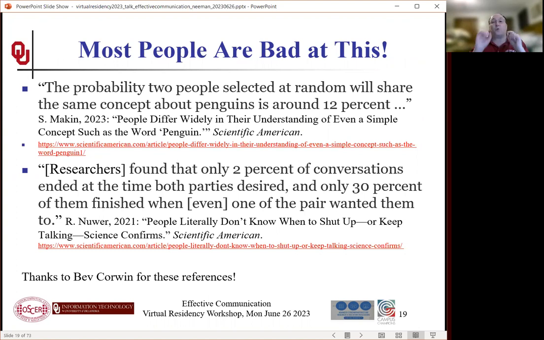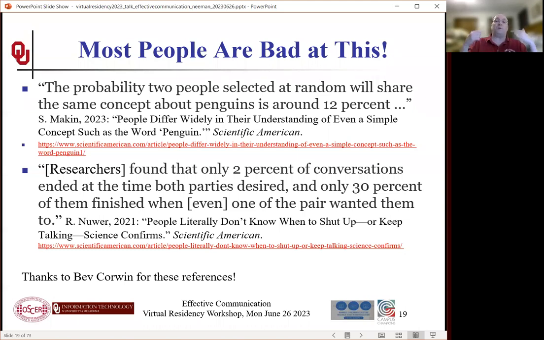And we're really bad. Human beings are incredibly bad at this whole business of talking to each other and working things out on the basis of shared understanding. So I stumbled on this just a few months ago: a study in Scientific American found that the probability that two people selected at random will share the same concept about penguins, what is a penguin, is 12%, 1 in 8. If you pick two people at random and say, talk about penguins, only 1 in 8 will share roughly the same notion of what a penguin even is. Now that seems astonishing to us, but it's actually really how people are.